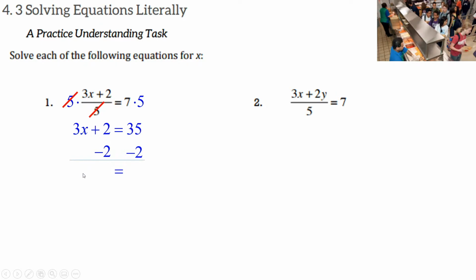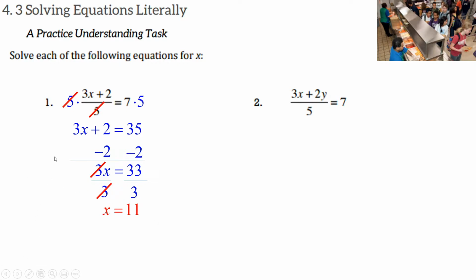So we have on the left 3x plus 2 minus 2 is 3x. And on the right we have 35 minus 2 is 33. And now we have one more step. This is 3 times x. We're trying to isolate the x. So what can we do to undo multiplication by 3? That's right, we'll divide both sides by 3. So the 3's cancel on the left, and we now have x equals 33 divided by 3, which is 11. And that's how we solve our typical algebraic equation.